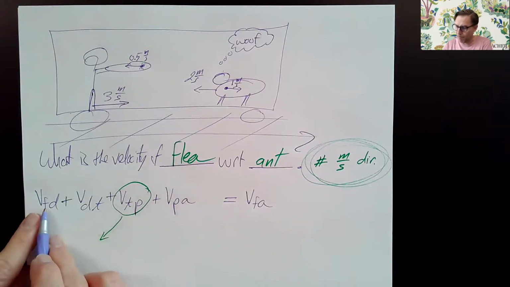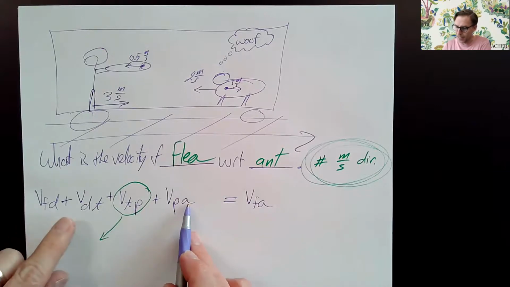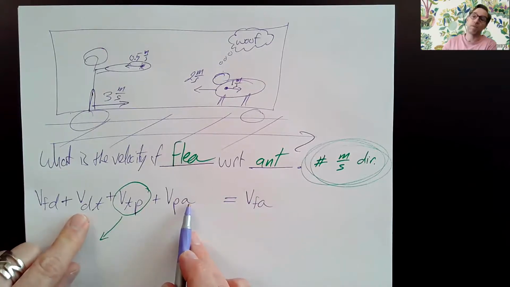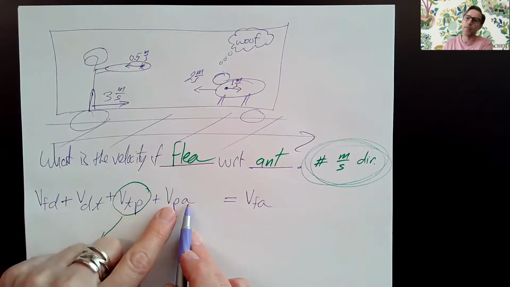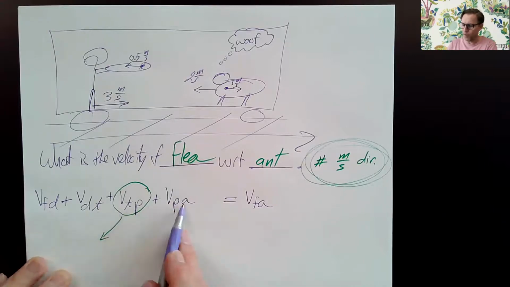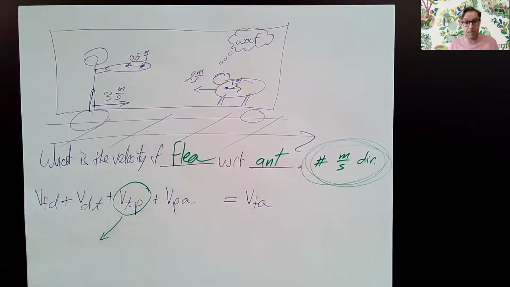I started with F, I ended with A. And the DD get erased or thrown away because they're right next to each other. The TT get erased because they're right next to each other. P and P get thrown away. So if I know these four velocities and I add them together, it's going to legit give me the answer.